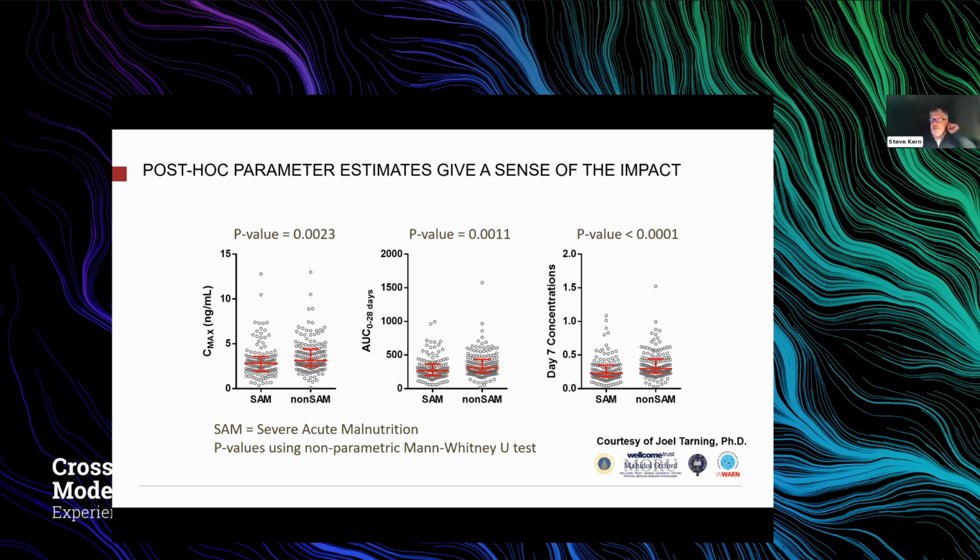And here are three of the main parameters that talk about the maximum concentration, the area under the curve, or the overall integrals of that concentration curve. So that gives you a sense of how much exposure a person gets to the drug, and also the day 7 concentration. And SAM stands for severe acute malnourished children.